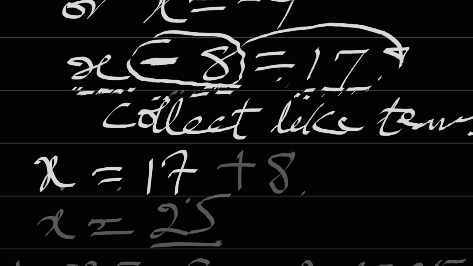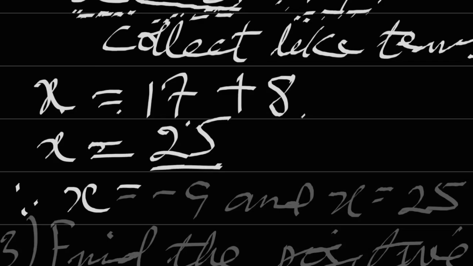When this minus 8 comes to this side, it will become plus 8, because when a negative number crosses equality, it turns to positive. So at this point, x is equal to 17 plus 8, which is 25. That's our answer. So our two possible answers are x equals minus 9 and x equals 25.